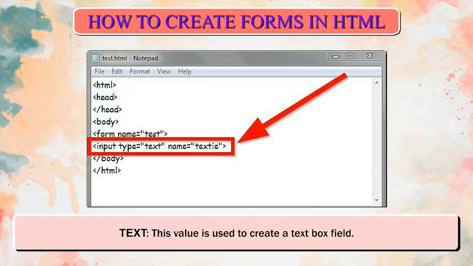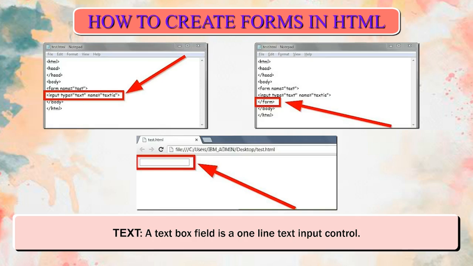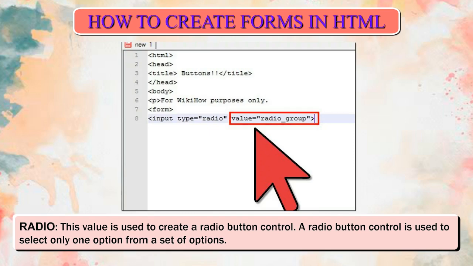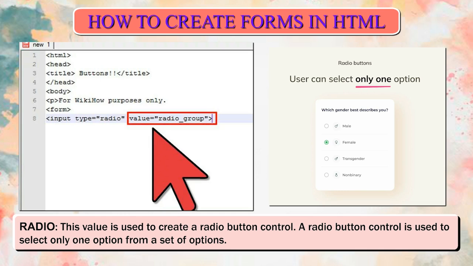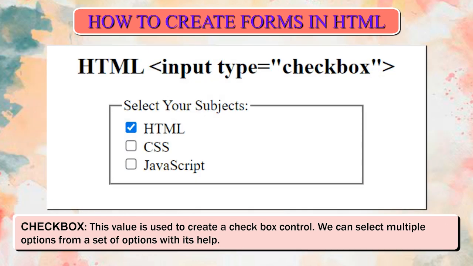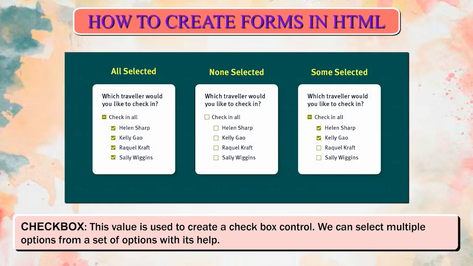Text. This value is used to create a text box field. A text box field is a one-line text input control. This is the default value of the type attribute. Radio. This value is used to create a radio button control. A radio button control is used to select only one option from a set of options. Checkbox. This value is used to create a checkbox control. We can select multiple options from a set of options with its help.